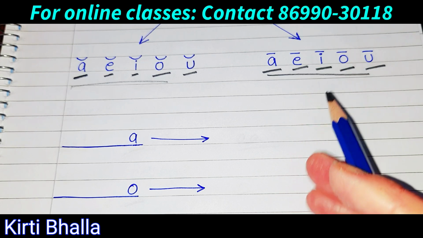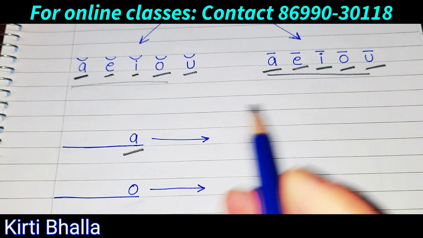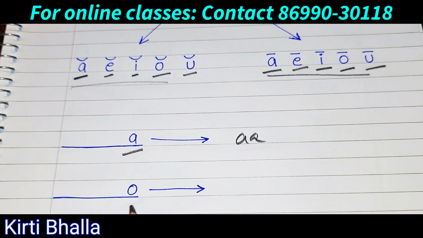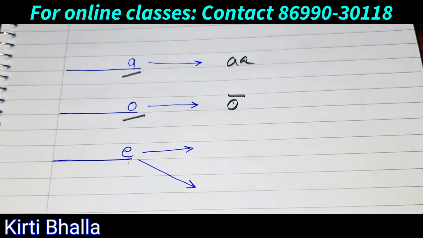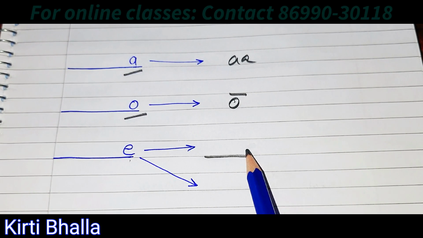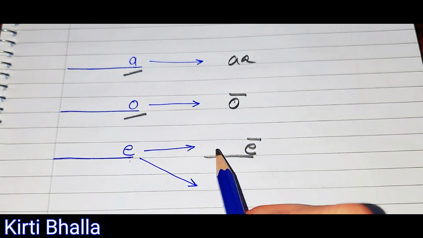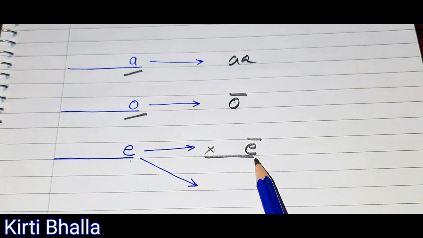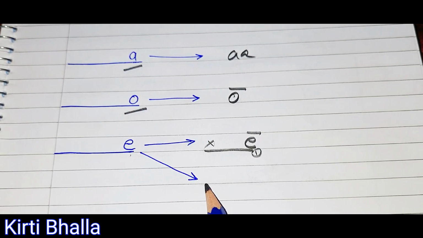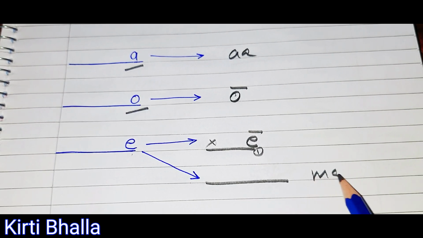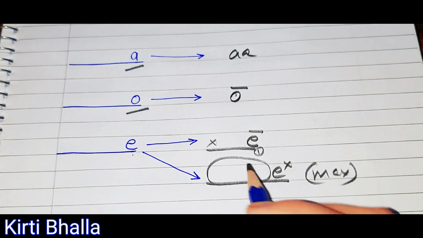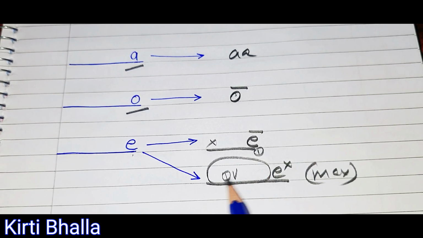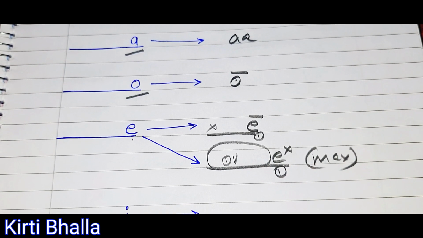Now let's have a quick revision. If there is A at the end, we read it as A. If there is O at the end, we read it as O. And if there is E at the end, sometimes we read the name of it. When there is no more vowel in a word and there is a single E at the end, we read the E. In maximum words, the last E is silent, if there is at least one more vowel in the word and there is a single E at the end.